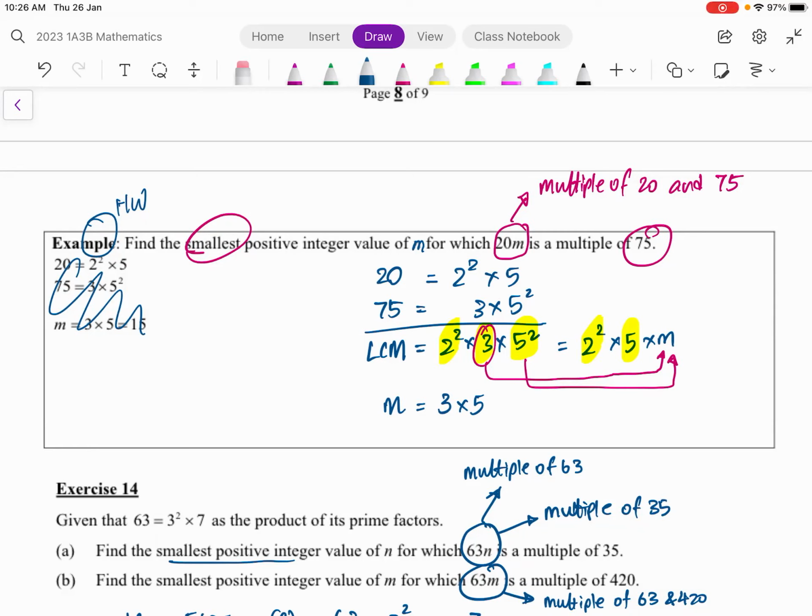Then this value on the right hand side will be 2 squared, okay, they're the same. m is 3, okay, same. And 5 times 5, which is 5 squared. So they are the same. So now our answer is m equals 15.